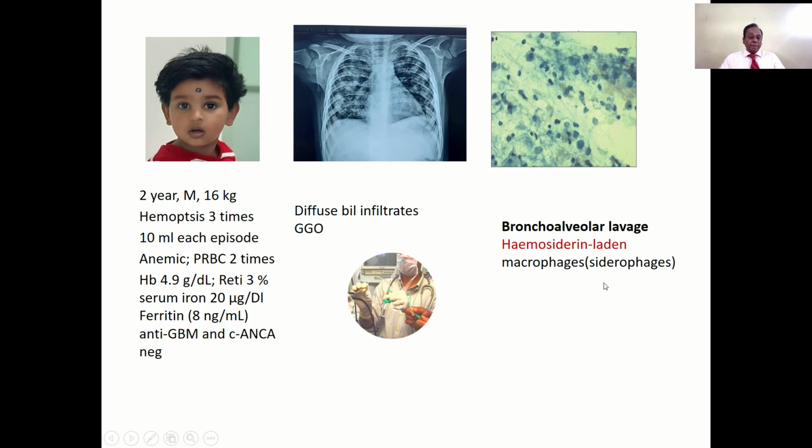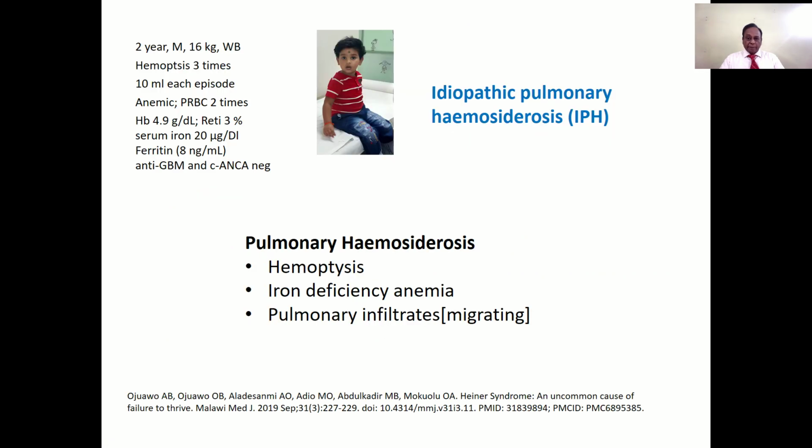Sometimes they are called siderophages, and this child was confirmed as pulmonary hemorrhage, that is idiopathic, because we ruled out other causes. Initially we thought it was idiopathic, because idiopathic pulmonary hemosiderosis is a condition that typically presents with a triad: hemoptysis, iron deficiency anemia, and pulmonary infiltrates.